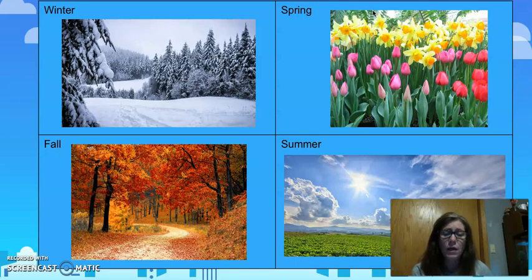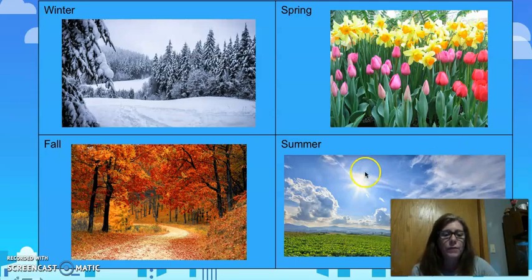For the fall, I have a picture of the leaves changing colors. And I know that the leaves are changing colors because the temperatures are getting cooler, and nature knows that it is about to be winter. So the trees have an adaptation to where the leaves change colors and they fall from the trees, and it helps the trees survive throughout our cold temperatures.